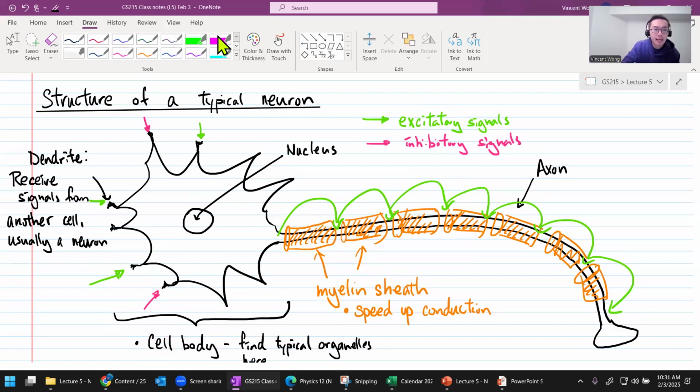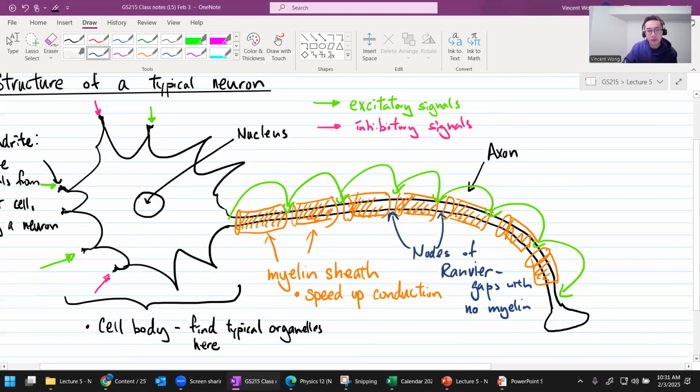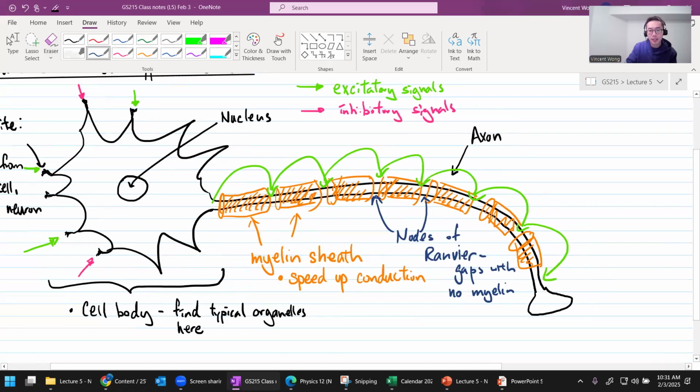Okay. Now, there are some gaps here and there. These gaps where there is no myelination, we call them nodes of Ranvier. Okay? These are gaps with no myelin. Okay, we'll learn about what happens at those gaps at a later time.